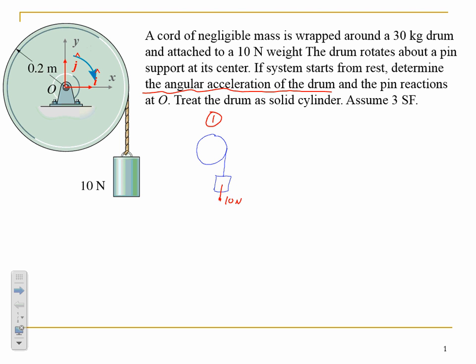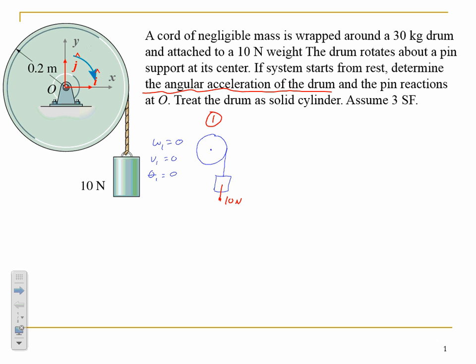And I can say a few things about state 1. The angular velocity at state 1 is 0 because this is all at rest. The velocity v of the weight is also 0 at rest. I'm going to say also that theta 1 is 0. So if we somehow measure the angular position of this drum, I'm going to say that's 0 at state 1.